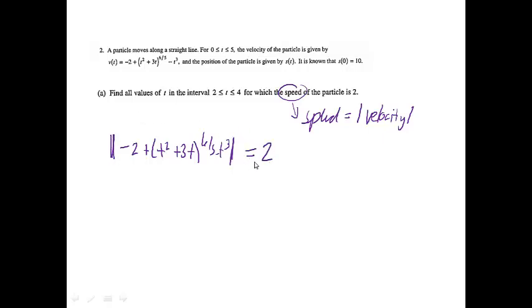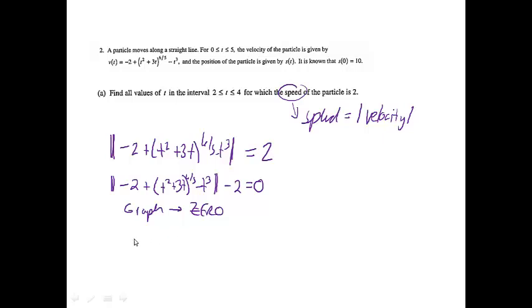Please keep in mind that we are allowed to use our calculator. So from here, I like to set it equal to 0, so I can use the zero feature of my calculator. I'm going to have the absolute value of -2 + (t² + 3t)^(6/5) - t³, minus 2, equal to 0. And then we're going to graph this on our calculator and use the zero feature to help us find the answer.